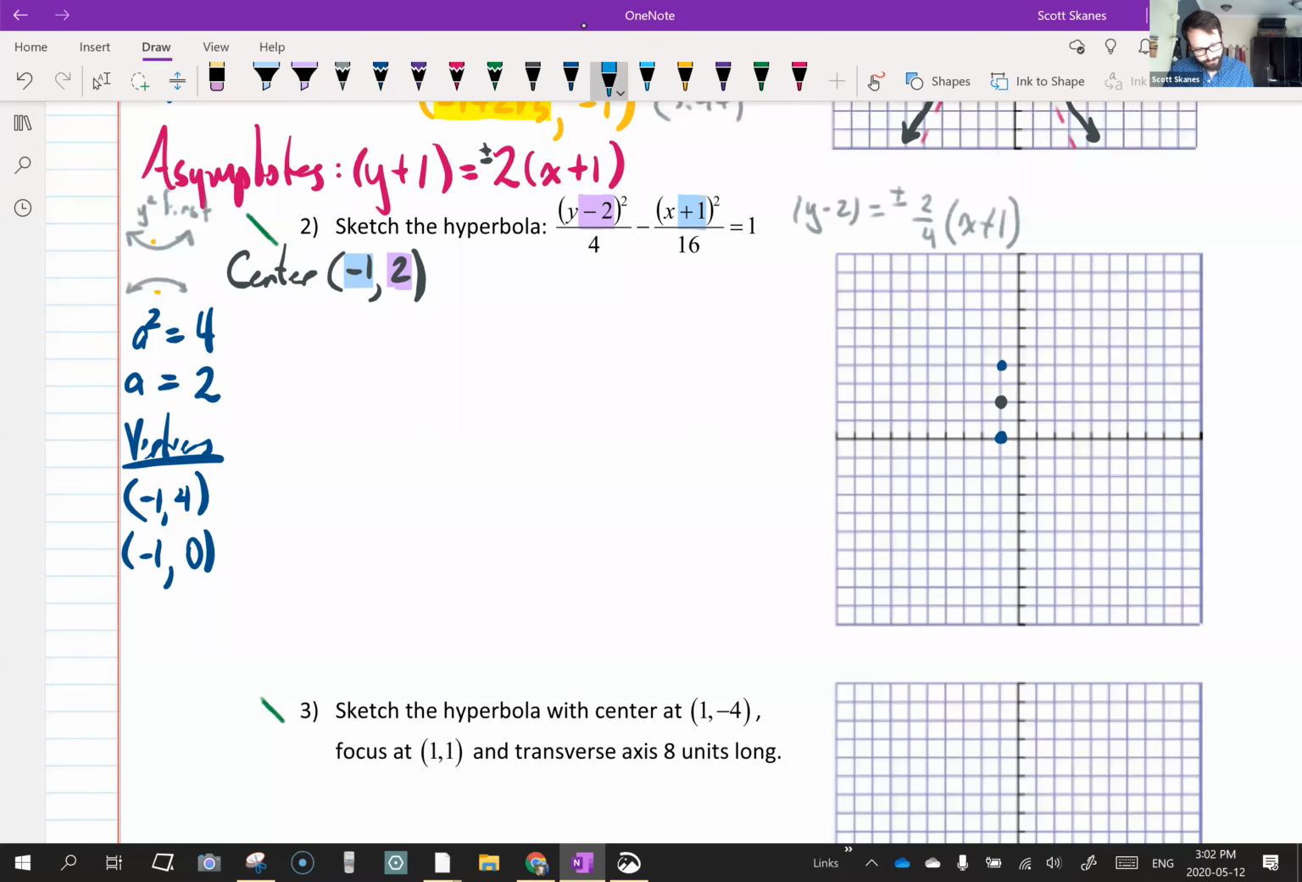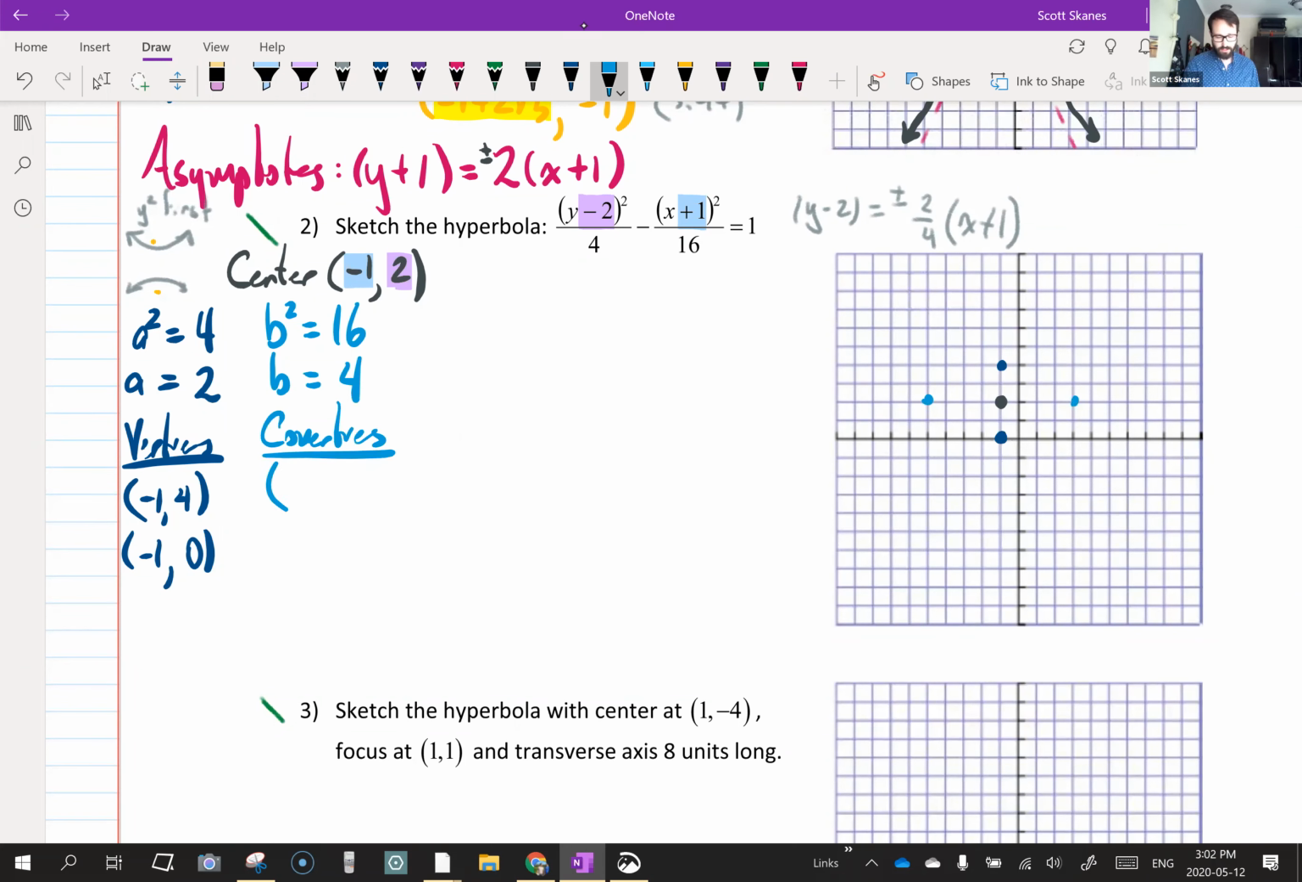Let's do B. B squared, 16. B, 4. Left and right from the center by 4. 1, 2, 3, 4. 1, 2, 3, 4. Okay, same thing as the ellipse so far. I could actually draw an ellipse now if I wanted to, but it's not an ellipse. So go vertices.